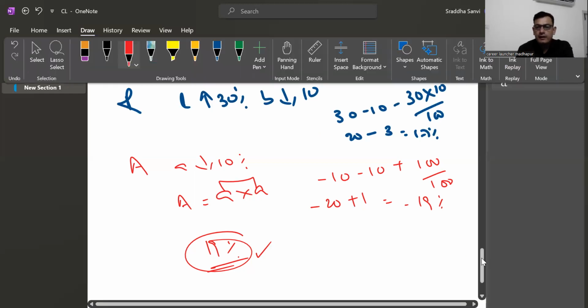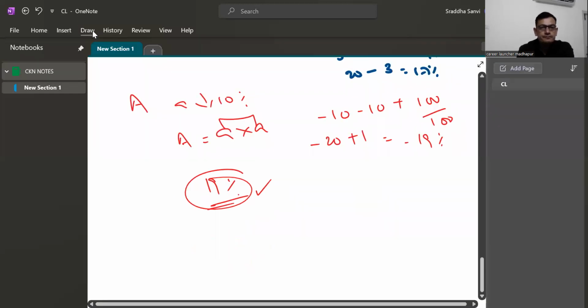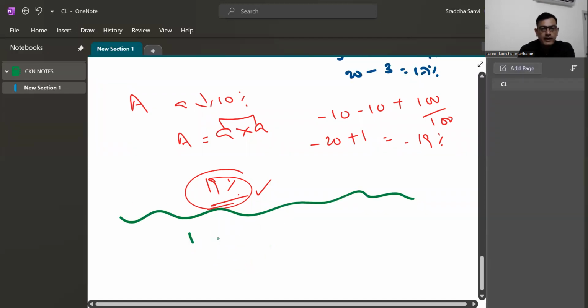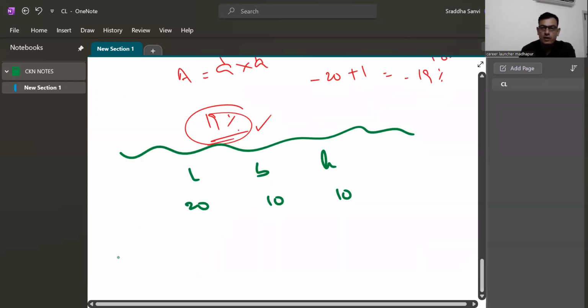I would like to say, we have a cuboid whose length, breadth, and height are increased by 20%, 10%, 10%. We are asked to find the change in volume.